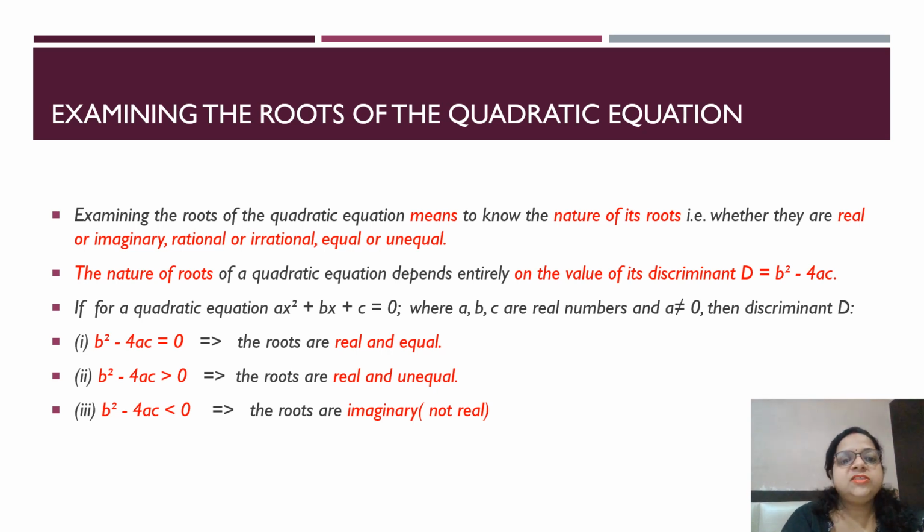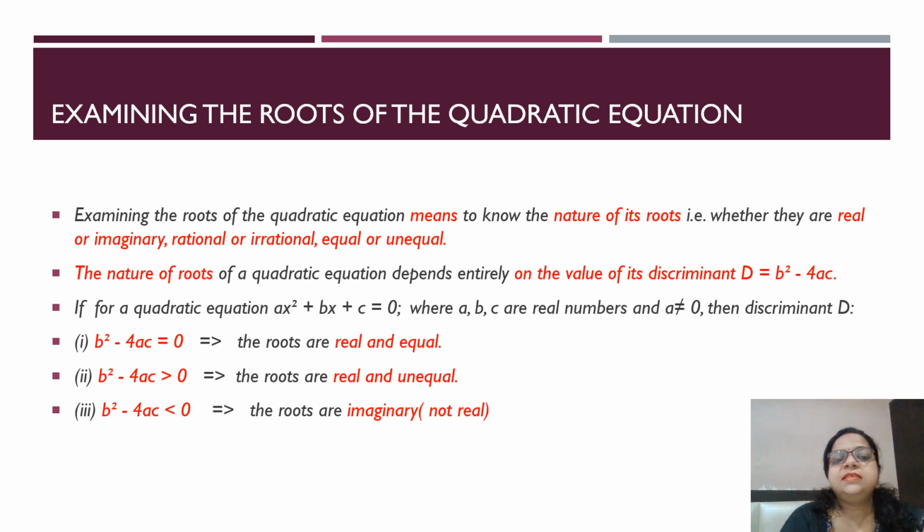The nature of the roots of a quadratic equation depends entirely upon the value of the discriminant D. We have studied what the discriminant is. D is equal to b square minus 4ac. If for a quadratic equation ax square plus bx plus c is equal to 0, where a, b, c are real numbers and a is not equal to 0, then the discriminant D is equal to b square minus 4ac.